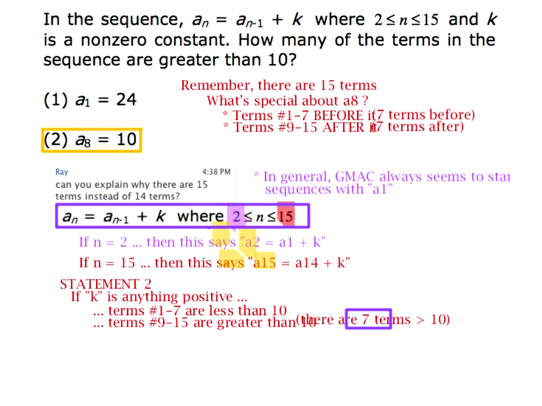negatives. If K is anything negative at all, then for terms number 1 through 7, what will happen if K is negative?